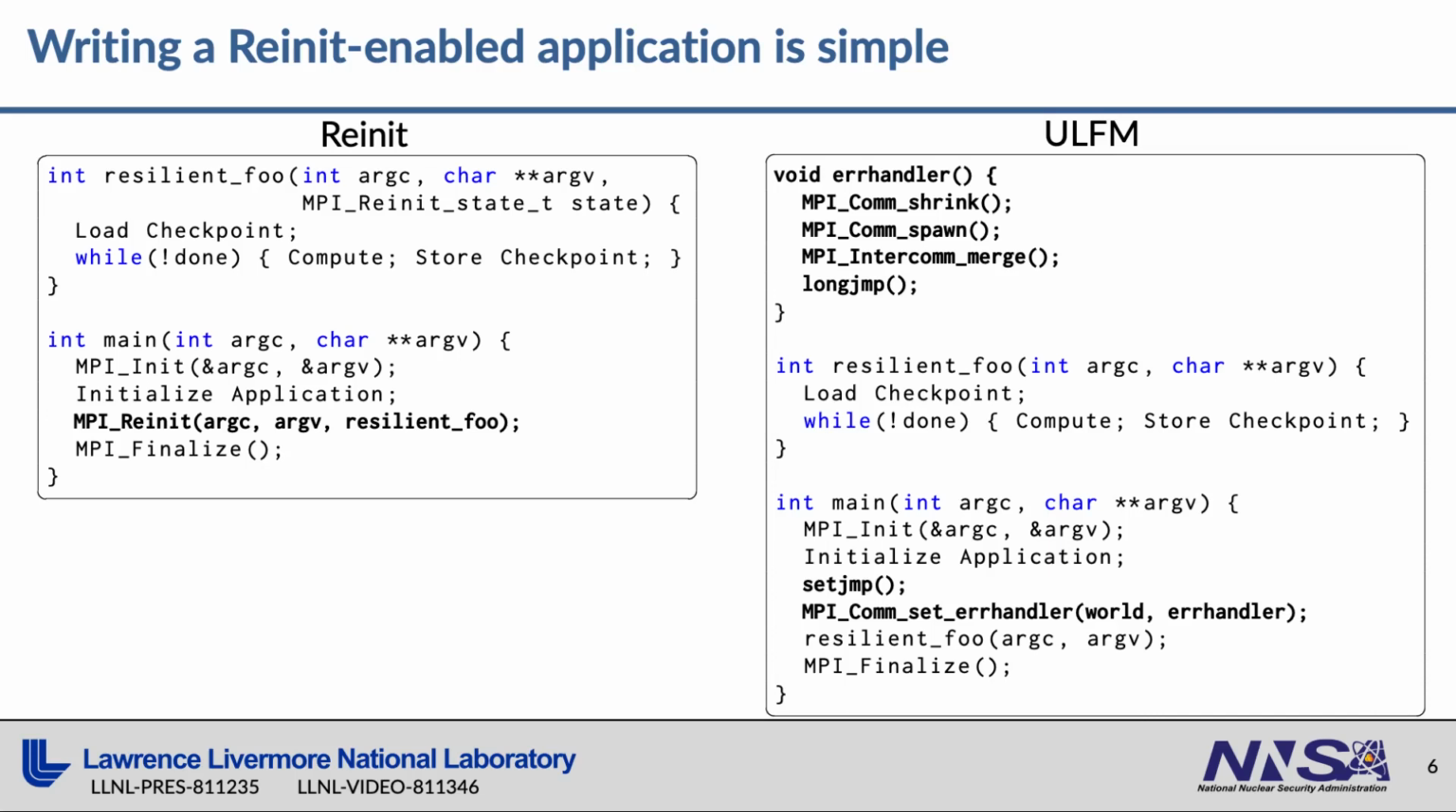So when a failure happens, the error handler is going to be triggered, and the programmer needs to shrink the communicator, spawn a new process, and then merge this to create a unified communicator, and lastly jump to the rollback point. Clearly, the implementation with Reinit is less involved and requires less understanding of internals than the implementation with ULFM.